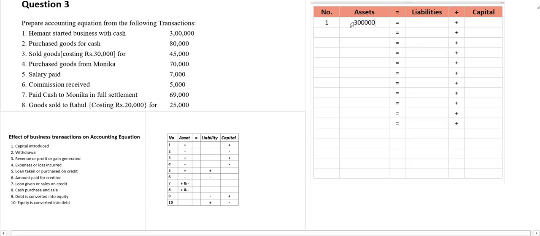It is 3 lakh. Liability no effect, but capital, yes, capital also increased by how much? By 3 lakh. Transaction number 1 is very simple.